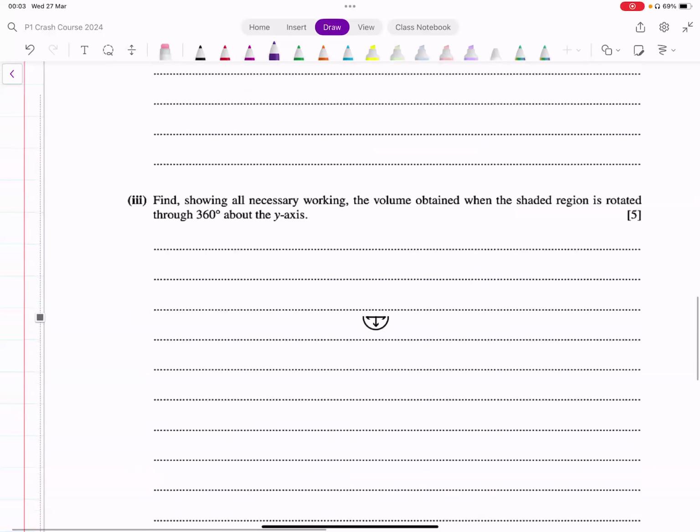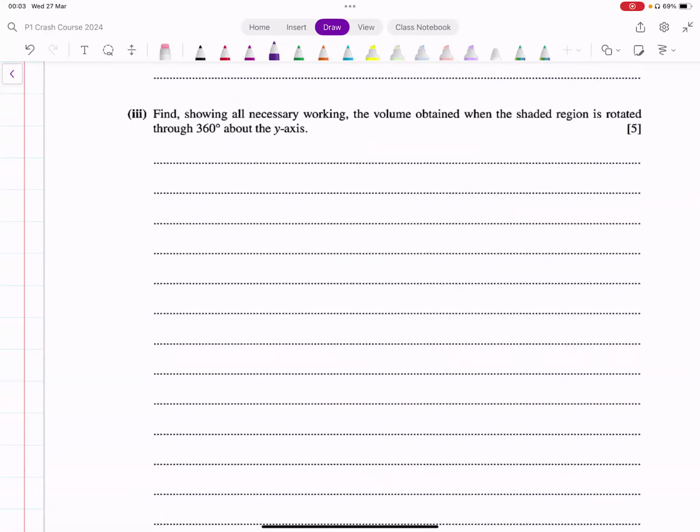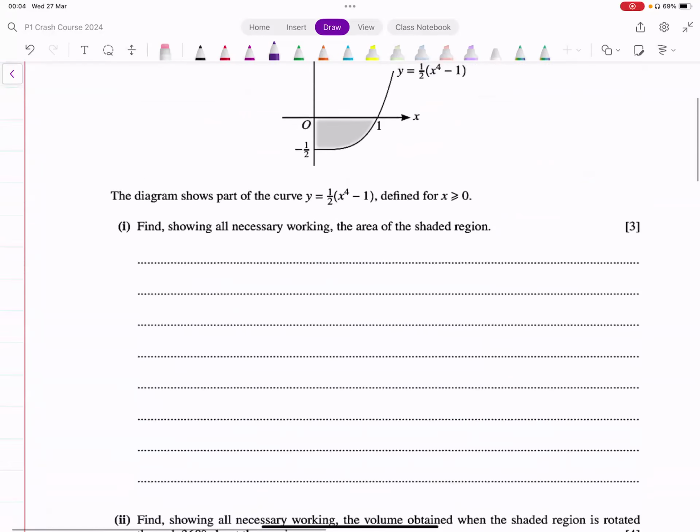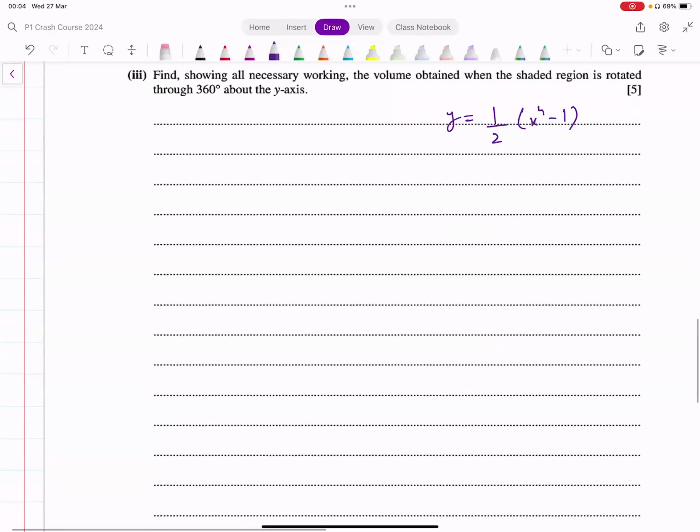Then the next part basically asks you to find the volume obtained when the shaded region is rotated 360 degrees about the y-axis. Now, the function was y equals 1 over 2 into x raised to the power 4 minus 1. Right, that's what the function was. Now, if you have to rotate it about the y-axis, the formula for that is pi into integral of x squared with respect to y, and limits are values of y. Now, if you have to use this formula, you need to make x squared the subject here. So that will become 2y equals x raised to the power 4 minus 1, and that will give you x raised to the power 4 equal to 2y plus 1.